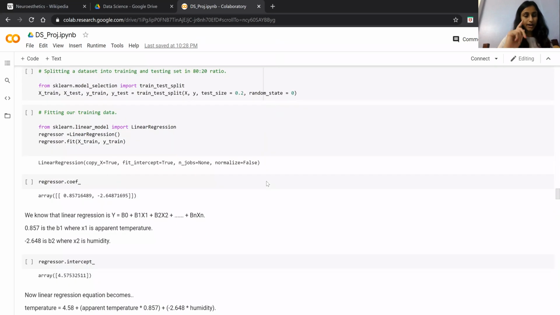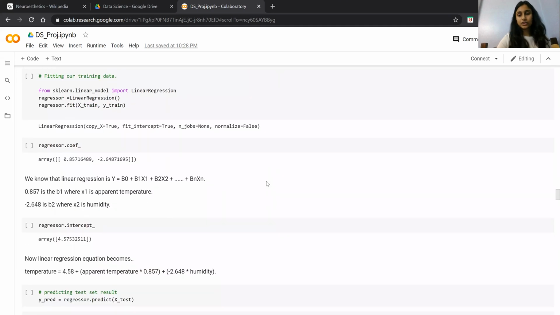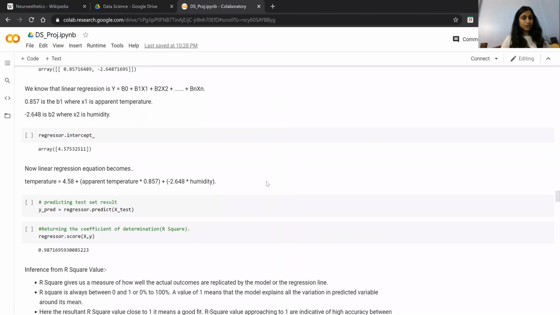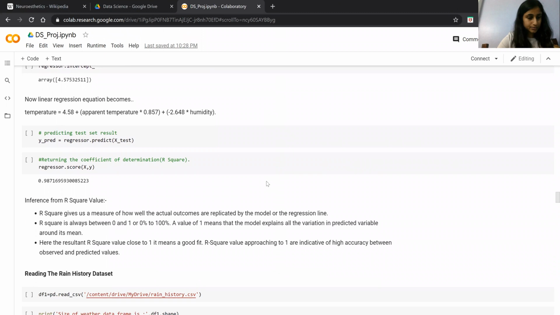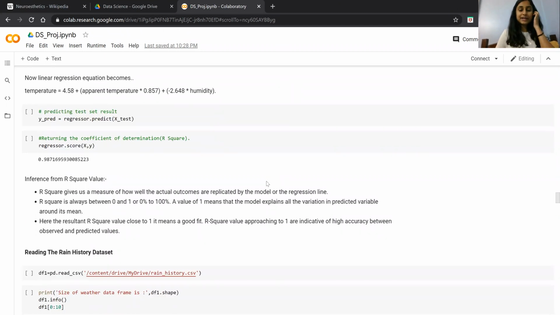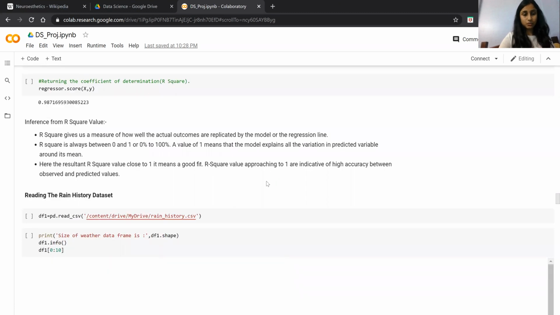Okay, right. So next, we are splitting the data set into training and testing in a ratio of 80:20, 80% being training and 20% being testing. Next, we fit our training data to the linear regression model. We predicted the test set result. Next we are printing the regressor score, that is the R square score, and it is 0.9871.